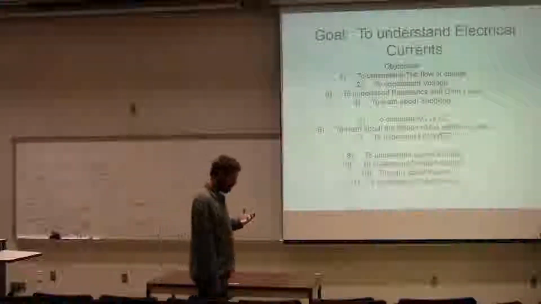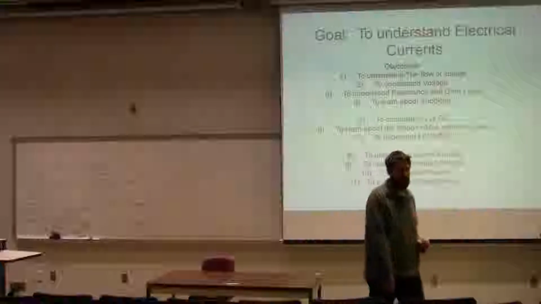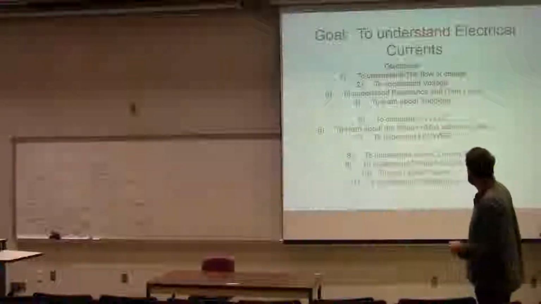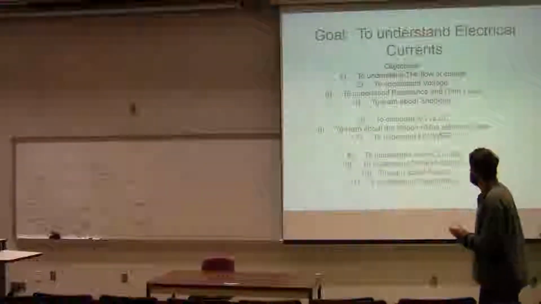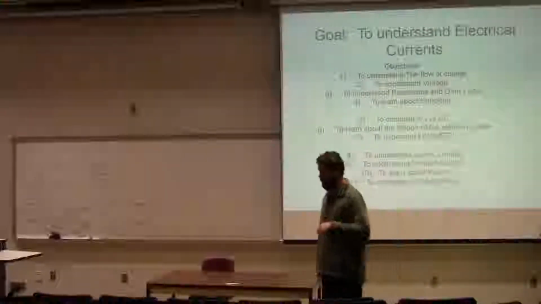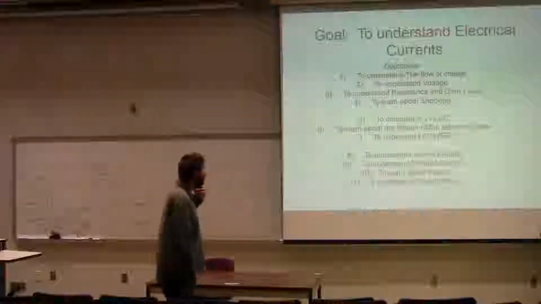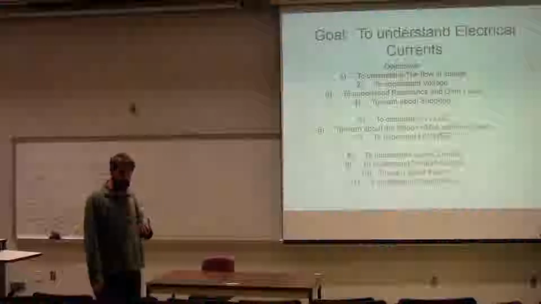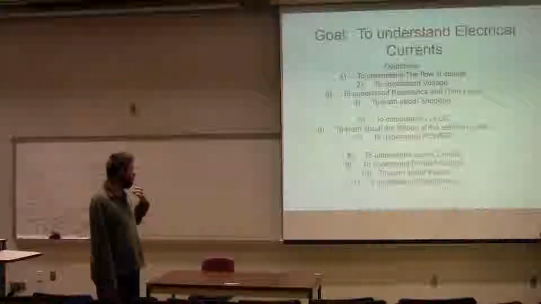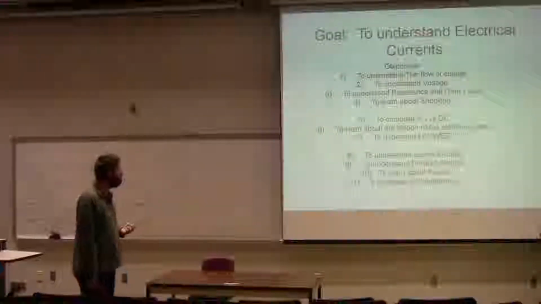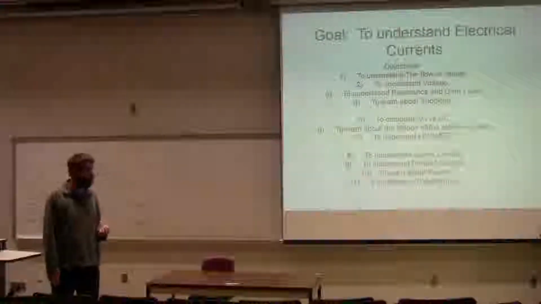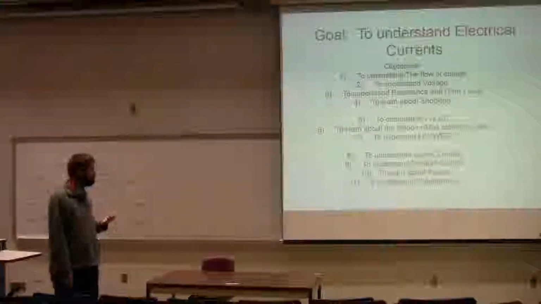Last time we did electrostatics. Today we're going to look at circuits. So our goal is to understand electric circuits. Our objectives are to understand the flow of charge and how that leads to circuits. We're going to understand voltage and what it is, and what it means, and how to calculate it. We're going to look at Ohm's Law. We're going to learn about shocks and whether a shock will kill you or not.